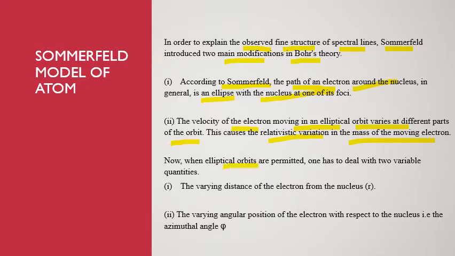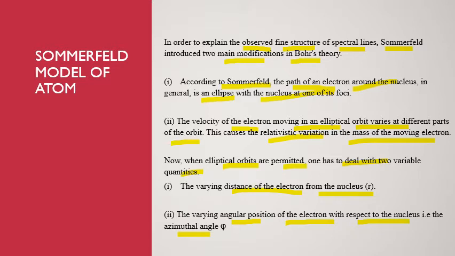When the elliptical orbits are there, one has to deal with some quantities: the varying distance of the electron from the nucleus, because when the electron is moving in the elliptical orbit, the distance from the nucleus varies, as well as the varying angular position of the electron with respect to the nucleus. That is the angular position, that is the azimuthal angle.